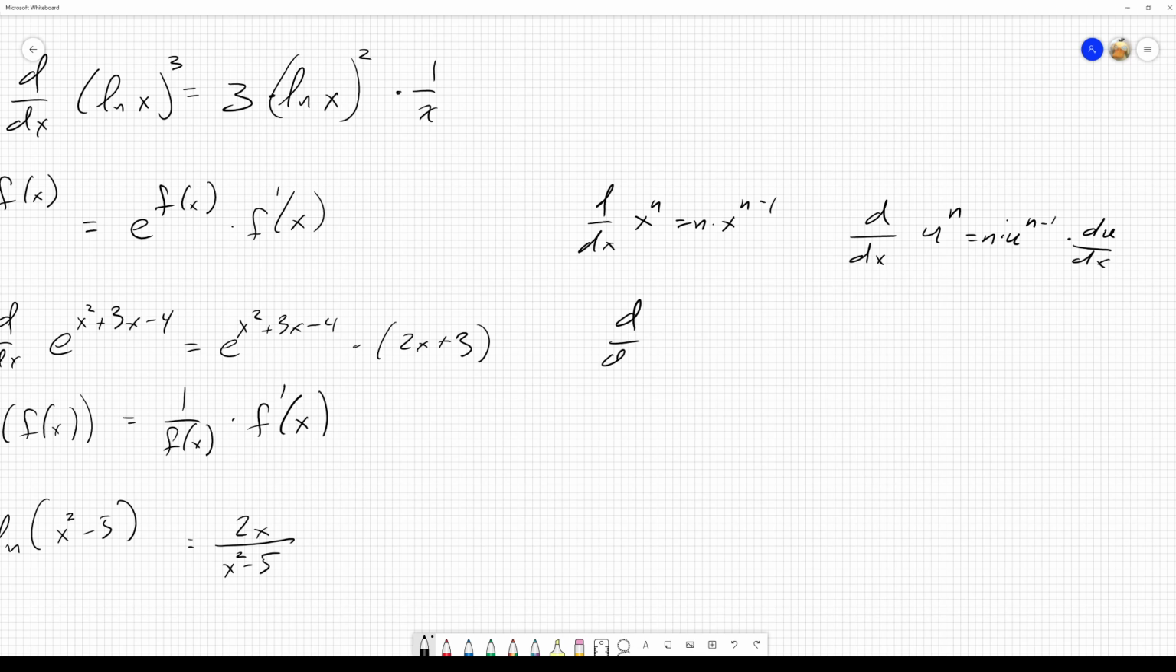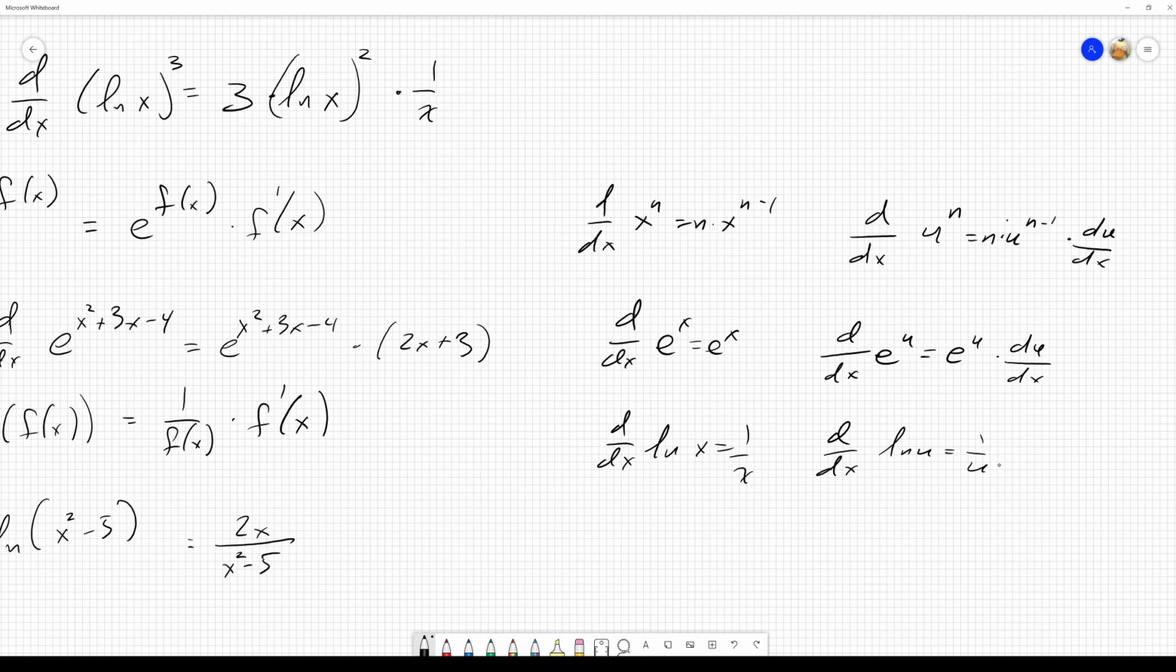And the derivative with respect to x of e to the x is e to the x. So that means the derivative with respect to x of e to the u is e to the u times the derivative of u. And the derivative with respect to x of the natural logarithm of x is 1 over x. So the derivative with respect to x of the natural logarithm of u is 1 over u times the derivative of u.